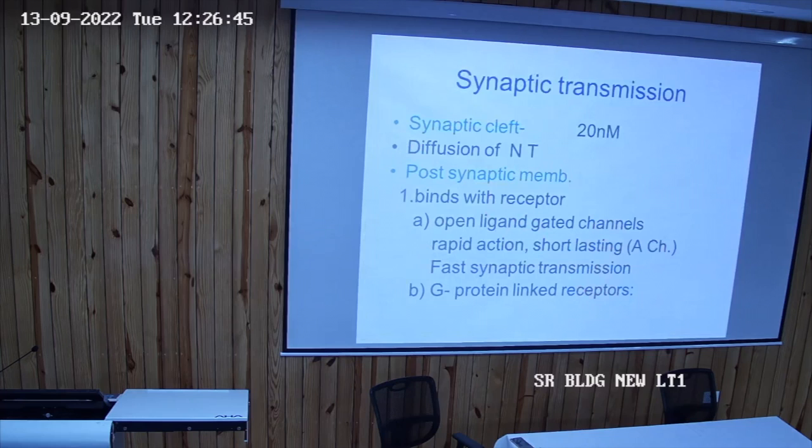So we have the synaptic cleft, we have the diffusion of the neurotransmitter. Now what are the neurotransmitters in the central nervous system? Do you think it will be acetylcholine? Now what is the purpose of this synapse in a central nervous system? What is the function of synapse in a central nervous system?